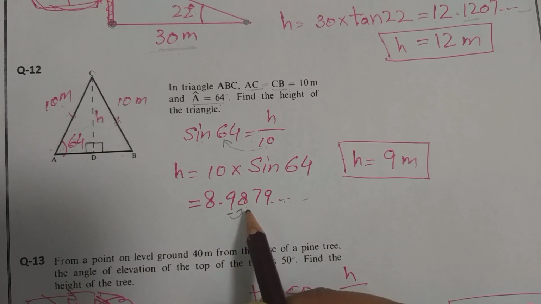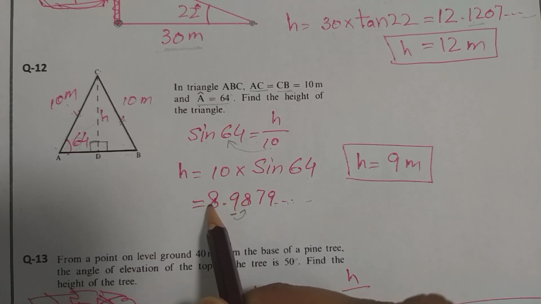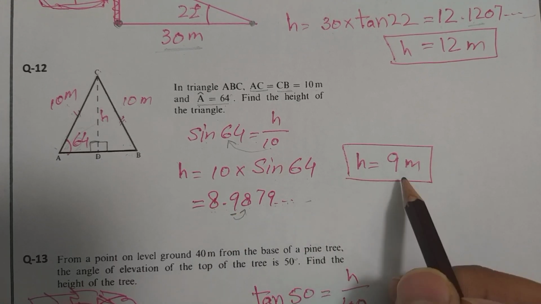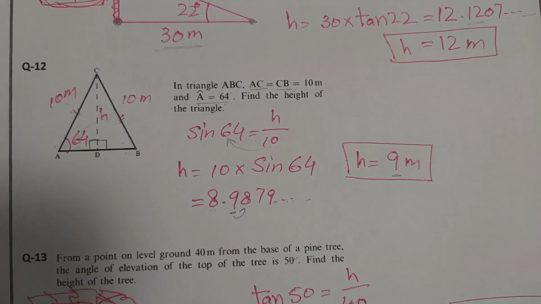If 5 or more, we increase the number. So when you increase it becomes 0 because it becomes 10, so we take 0 here and it becomes 9. So I just round the number, it becomes 9 meter. So the height of the triangle is 9 meter.